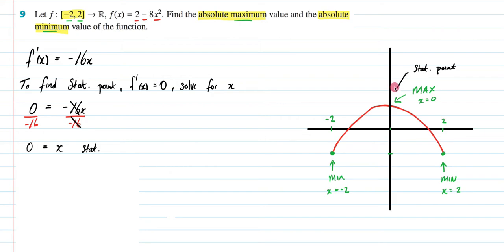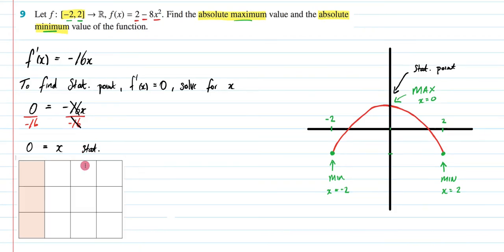Perfect. Now, we have to prove that this is a maximum. Sure, our graph says it, but we need to prove it. So we need to prove the nature of this stationary point. The way that we're going to do that is, you guessed it, with a table.